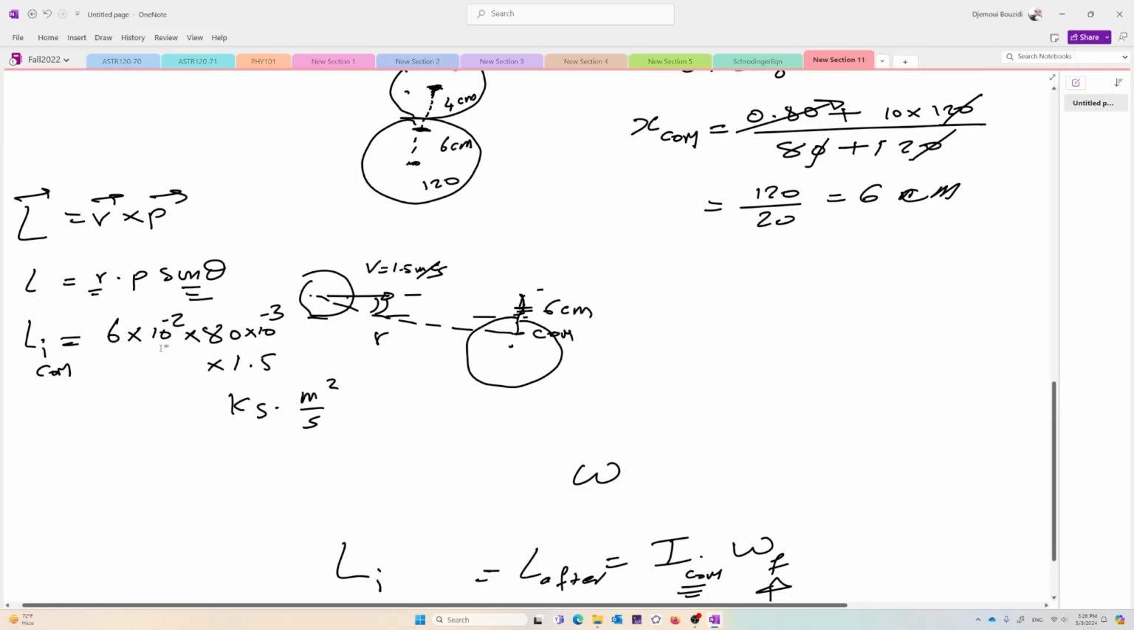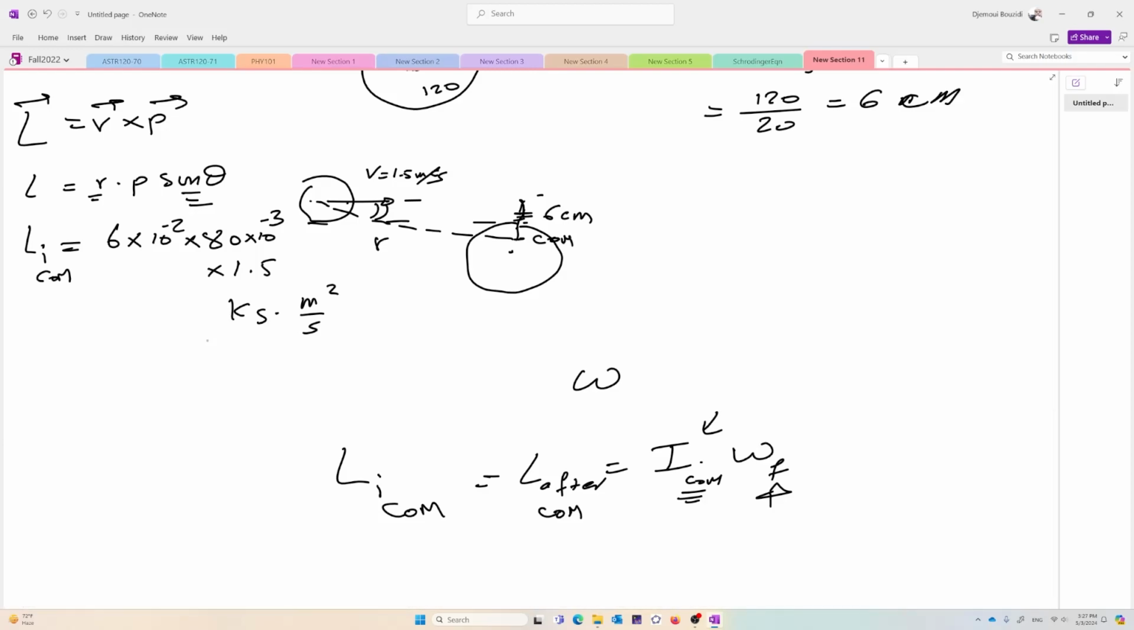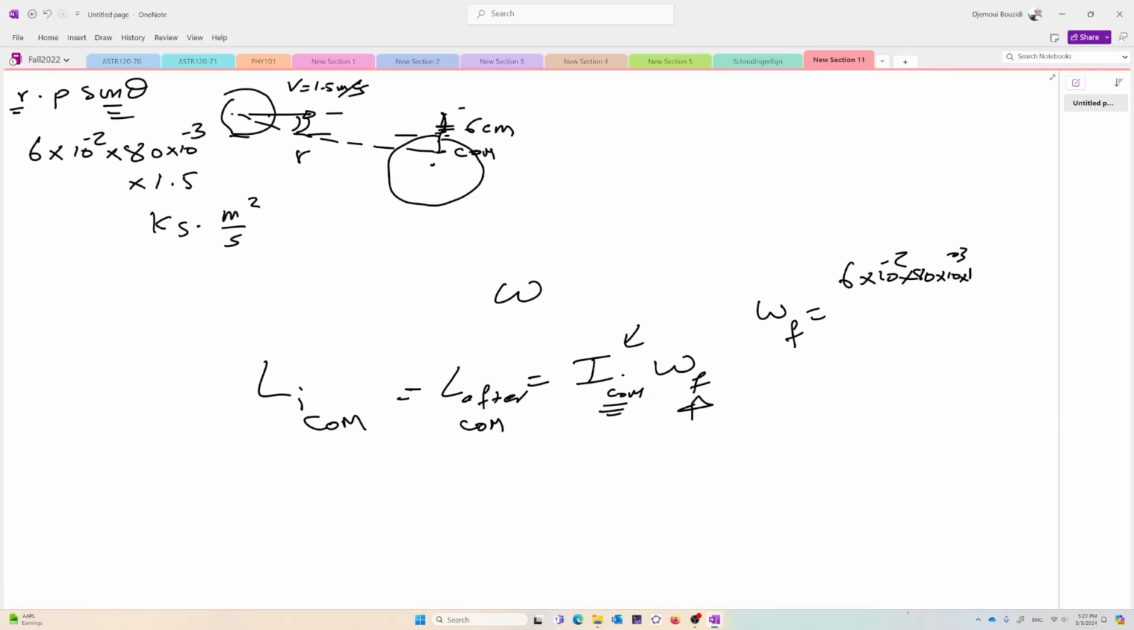So we know what the initial angular momentum is with respect to the rotation around the center of mass. It is the same as the one after, with respect to the same axis that passes through the center of mass, and equals omega times this moment of inertia. So the whole problem, in order to find omega f, is just the number that we computed earlier, 6 times 10 to the negative 2 times 80 times 10 to the negative 3 times 1.5, divided by I with respect to the combined center of mass.